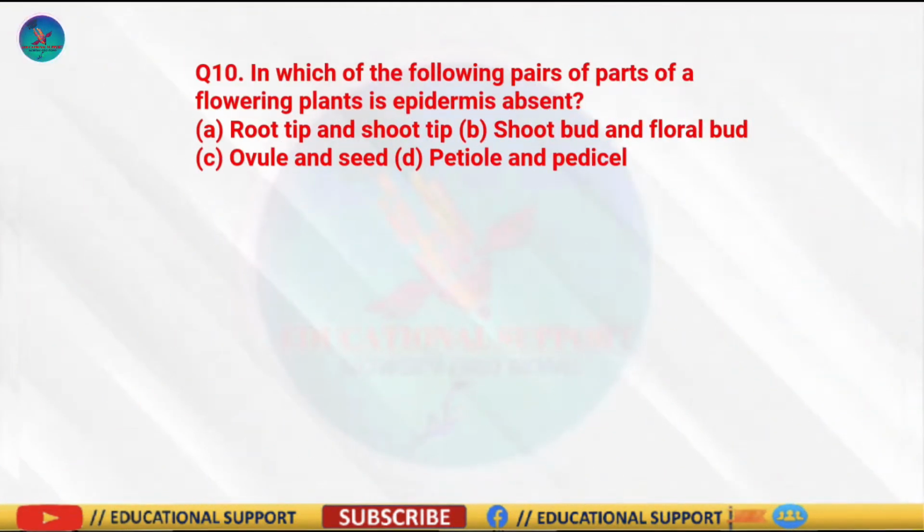In my previous video, I already discussed part 1. Now we are discussing part 2. Question number 10 is, in which of the following periods or parts of a flowering plant is epidermis absent? Root tip and shoot tip, root, shoot, bud and floral bud, ovule and seed, petiole and pedicel.